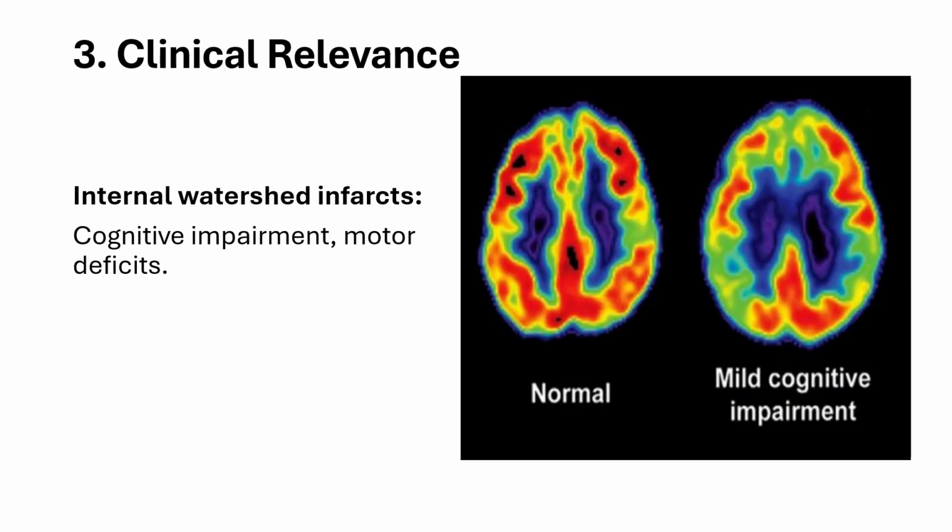Internal watershed infarcts, affecting the white matter, can result in a range of symptoms including cognitive impairment, executive dysfunction, and various motor deficits depending on the specific white matter tract involvement. We can see in this image the internal watershed zone, which is denoted by the perfusion imaging, which shows reduced blood flow denoted by this blue color.